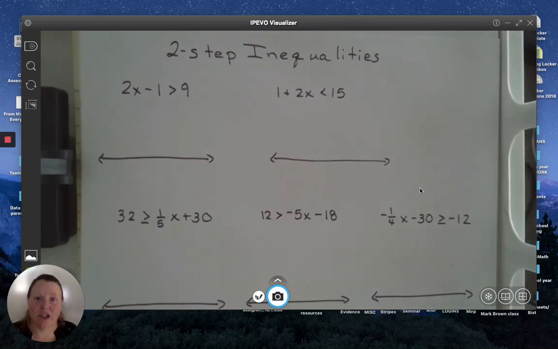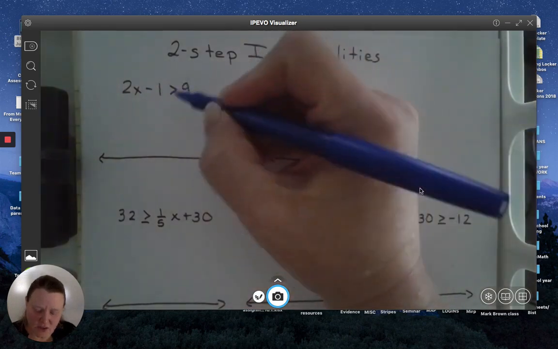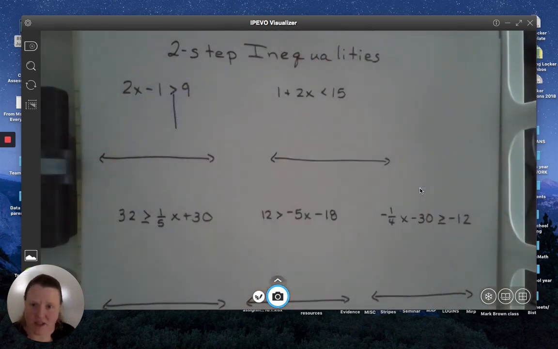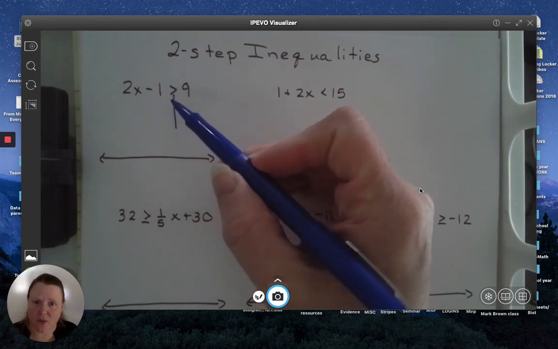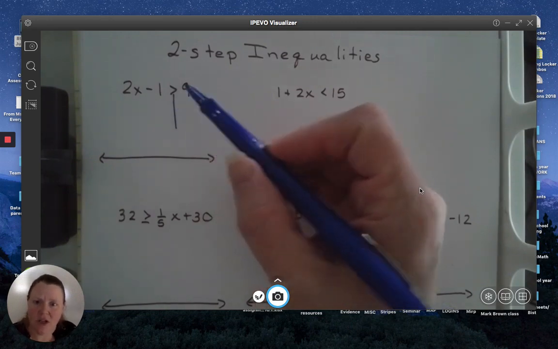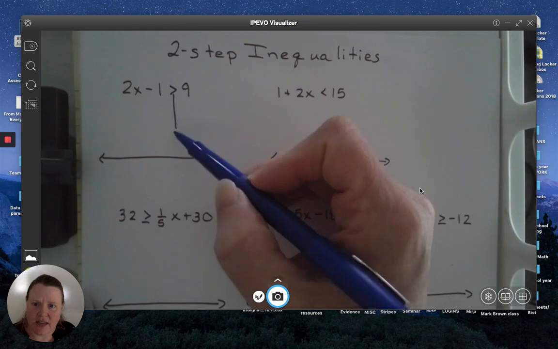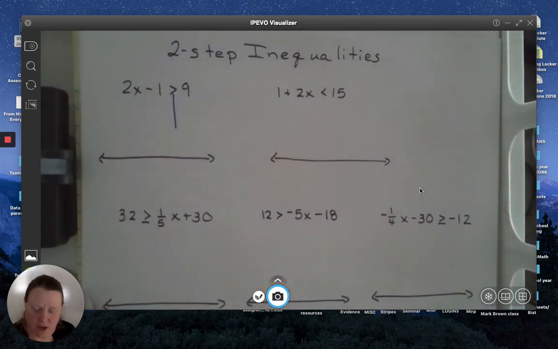Today we're going to look at two-step inequalities. And so I want to show you how I would solve a two-step inequality. We're going to continue the same way we would if it was an equation. The less than or greater than symbols are really where the equation part is. So this is where you're going to draw your line down. And now we're going to solve it like a regular two-step.